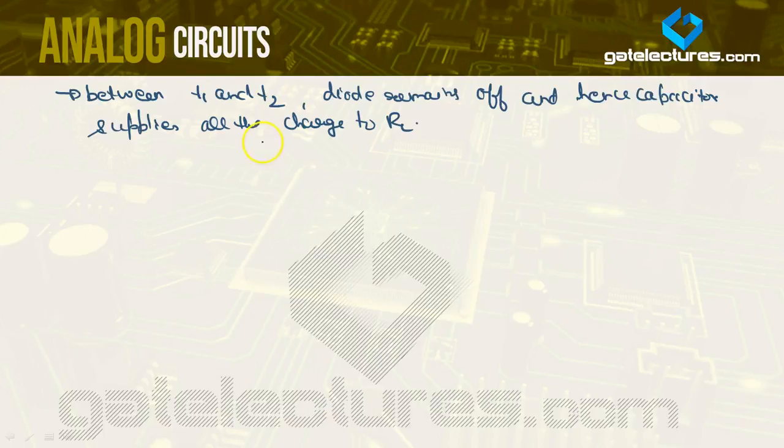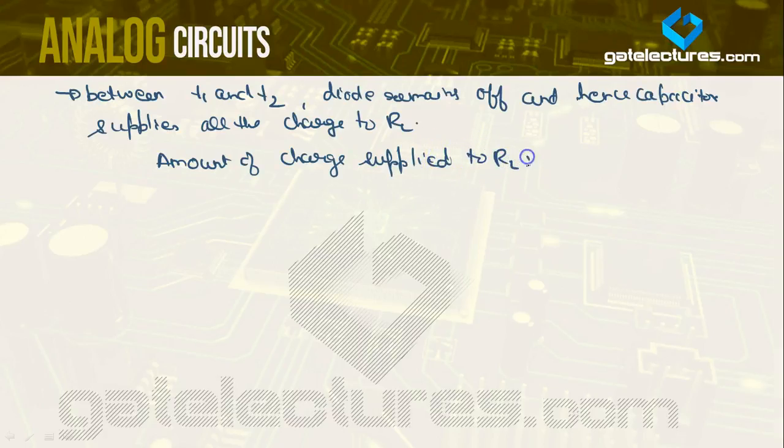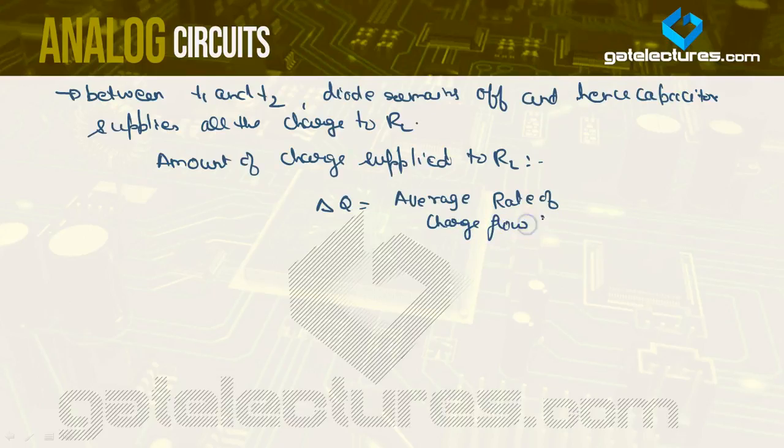So the amount of charge supplied to RL can be calculated as the average rate of charge flow through RL, which is the current through RL, into T discharge.